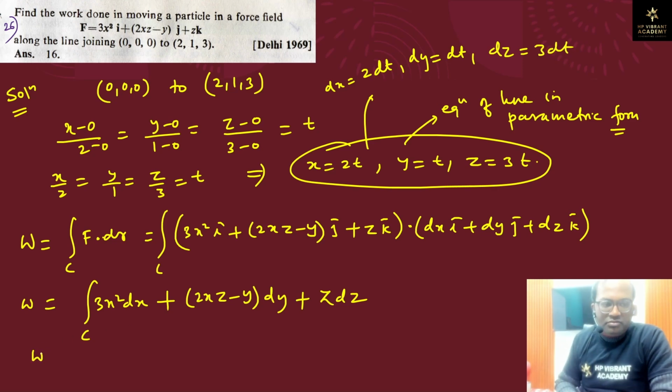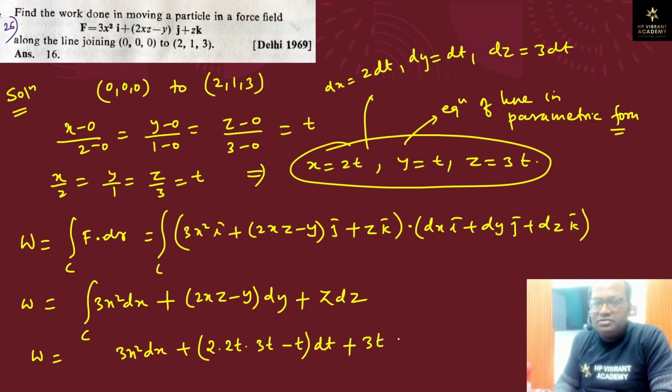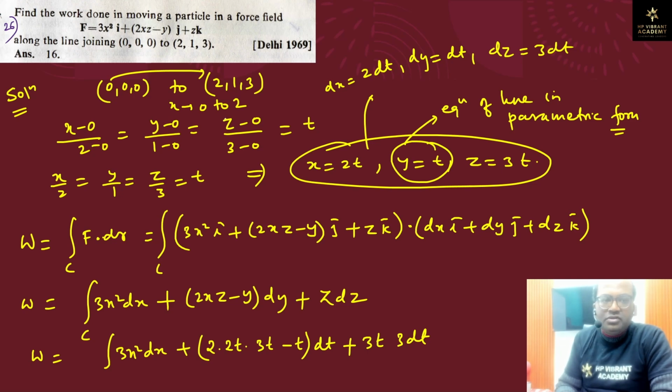Let us place the values. So W is equal to the integral of 3x square dx plus (2xz minus y) dy plus z dz, that is, 2 into x, which is 2t, into z, which is 3t, minus y, which is t, into dy, which is dt, plus the value of z, which is 3t, and dz is 3 dt. And the integral is from, since x varies from 0 to 2, sorry, y varies from 0 to 1. Okay, here let us repeat this.